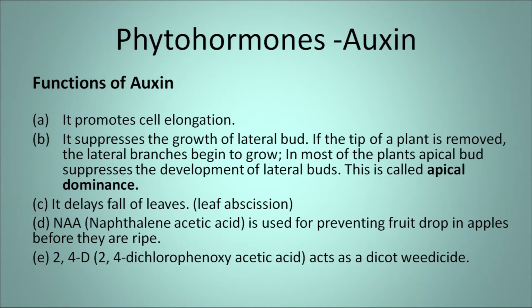The functions, as I told you, the name itself is an indicator that it helps in cell elongation. There are plants whose growth is under the control of the apical bud, and in the apex, as I told you, auxins are produced in the apical bud of the plant. And in these plants where the growth is under the control of the apex, the apex does not allow the lateral buds to develop, and this phenomenon is known as apical dominance.